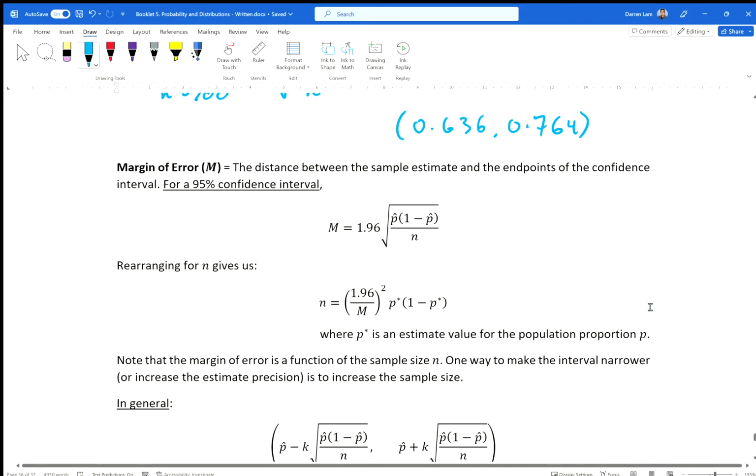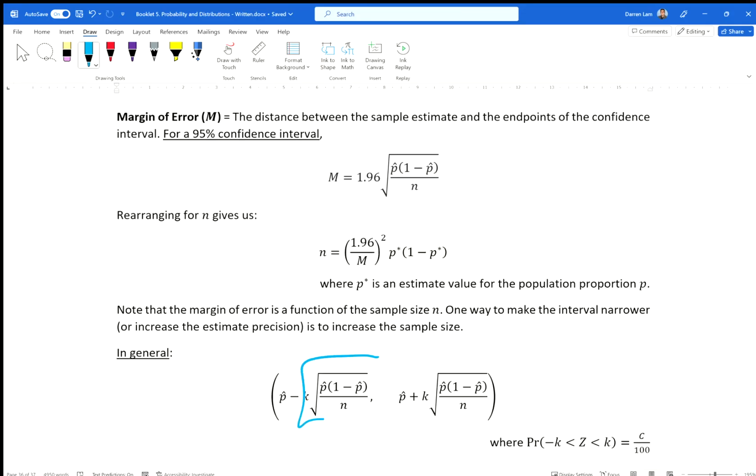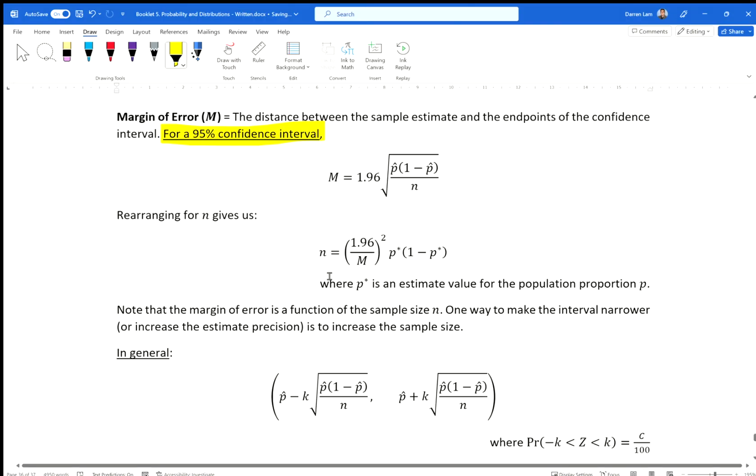The margin of error is the distance between the sample estimate and the endpoints of the confidence interval. So for a 95% confidence interval, this is literally this component of the formula. Right, that's what we're used to. For specifically a 95% confidence interval, remembering that this changes depending on your confidence level, it's 1.96 times this. That's your margin of error. And if you rearrange it, you end up with this, n equals, etc. You don't really need to know this bottom formula. You could just substitute and solve as per usual, but that's just giving it nice and easy.